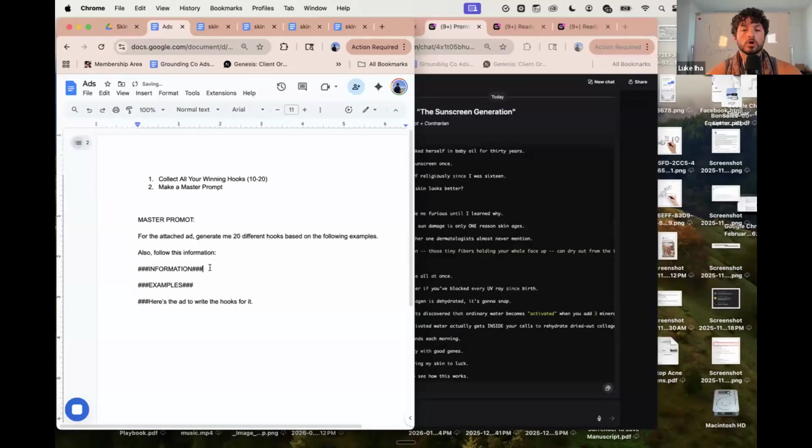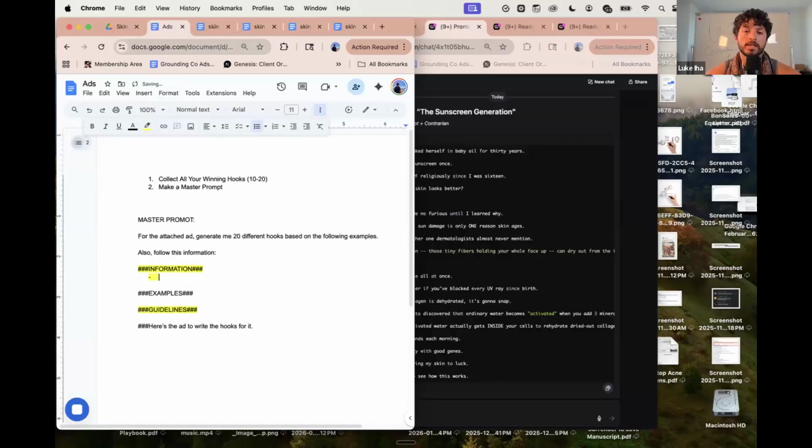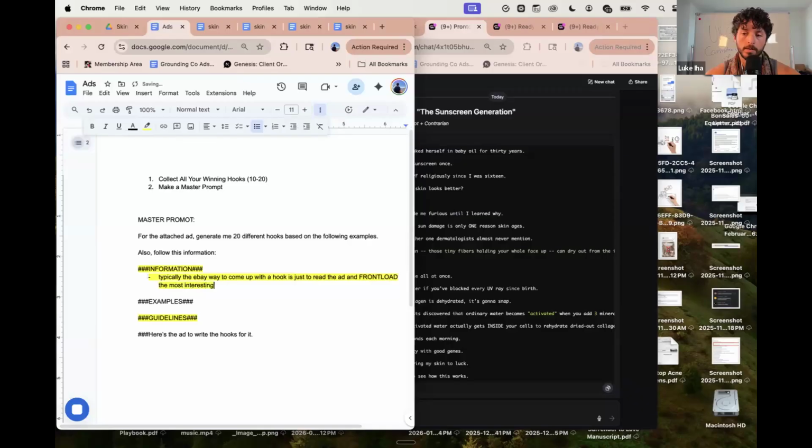Okay. So right here and right here, you guys can start to put in the stuff that you see. So for instance, what Mario just gave is a good example, right? Information. Typically the best way to come up with a hook is just to read the ad and front load the most interesting information.